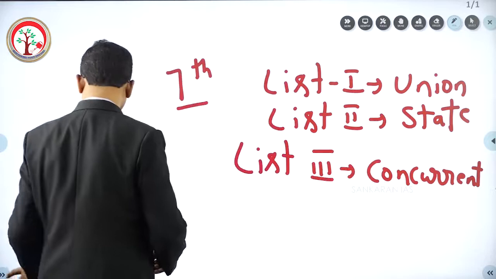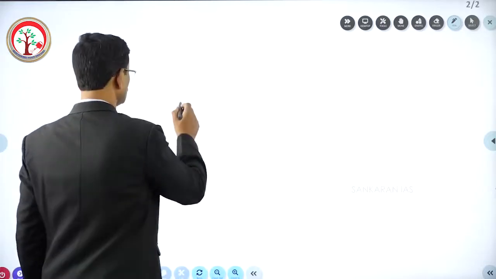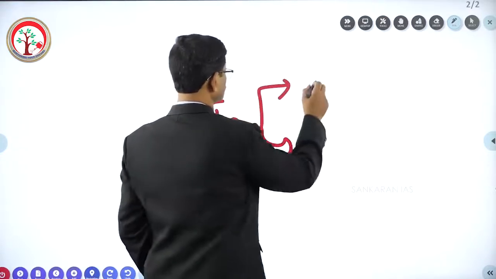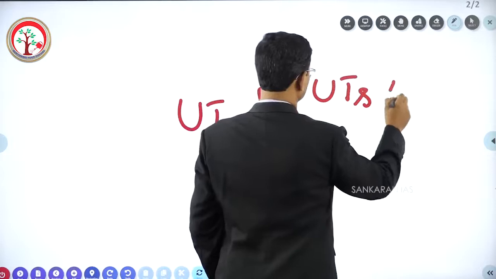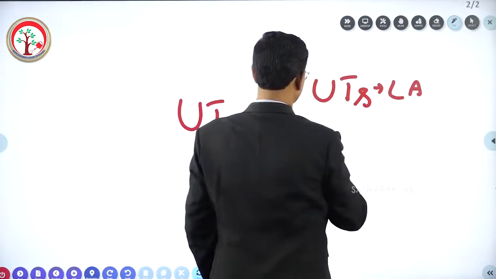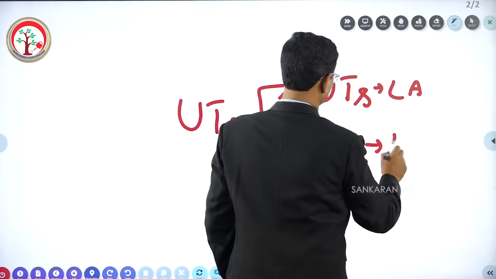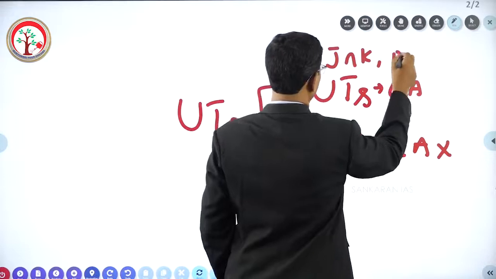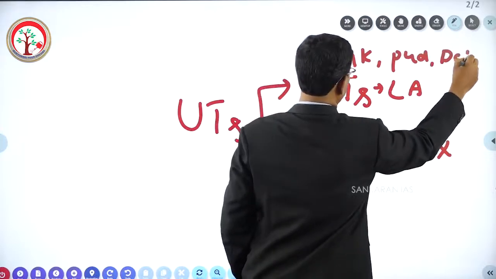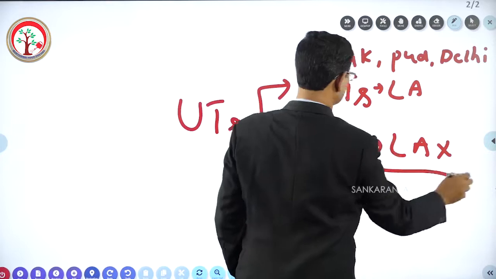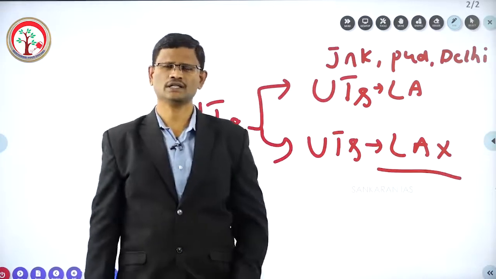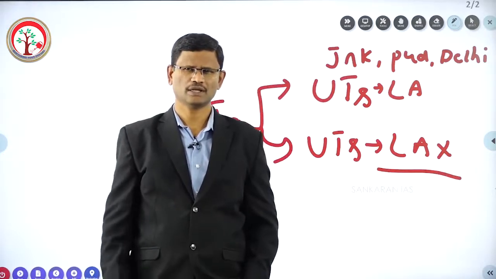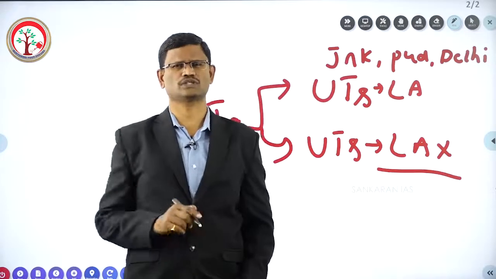But when it comes to union territories, UTs are again broadly categorized into UTs with a legislative assembly and UTs without a legislative assembly. Here J&K, Puducherry and Delhi are the examples of those with a legislative assembly. In the remaining union territories, other than Jammu and Kashmir, Delhi and Puducherry, there is no legislative assembly.